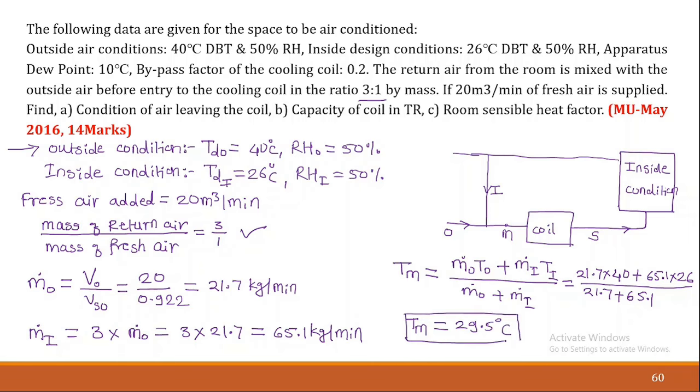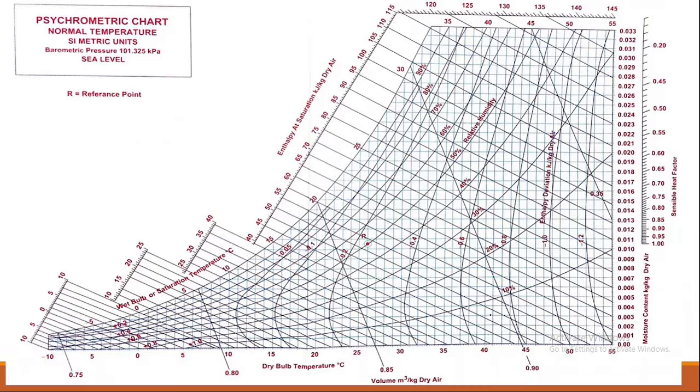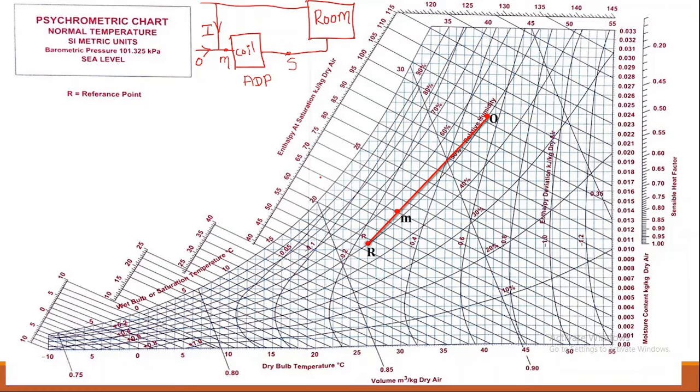If I plot this point on the psychrometric chart, it would be on the line joining the R and O points, at 29.5. This is the 30-degree line, and here we have the 29.5 line. If I go vertically upward, I get the point over here. That is how we get the M point.